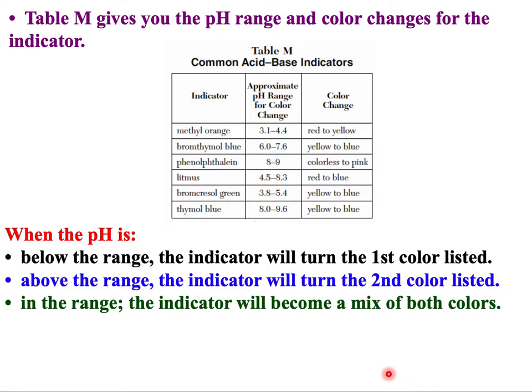Very easy. You just have to know that it's anything above the high end of the range and anything below the low end. Again, below the range, you're the first color listed. Above the range, you're the second color. In the range, you're this weird mix.